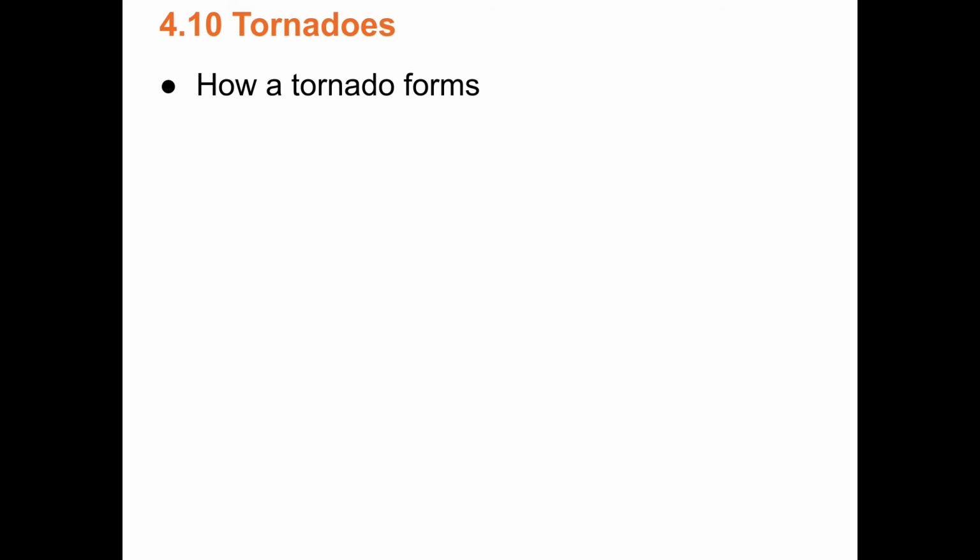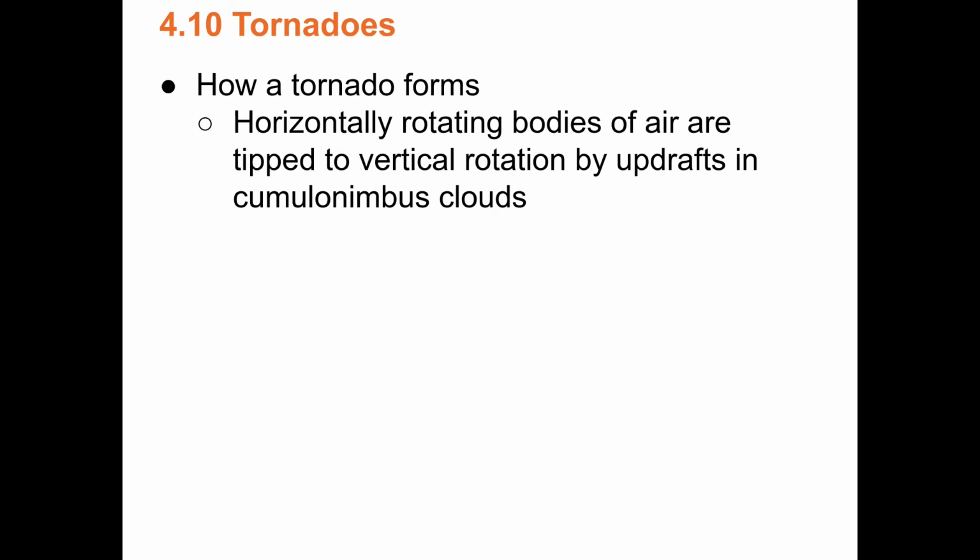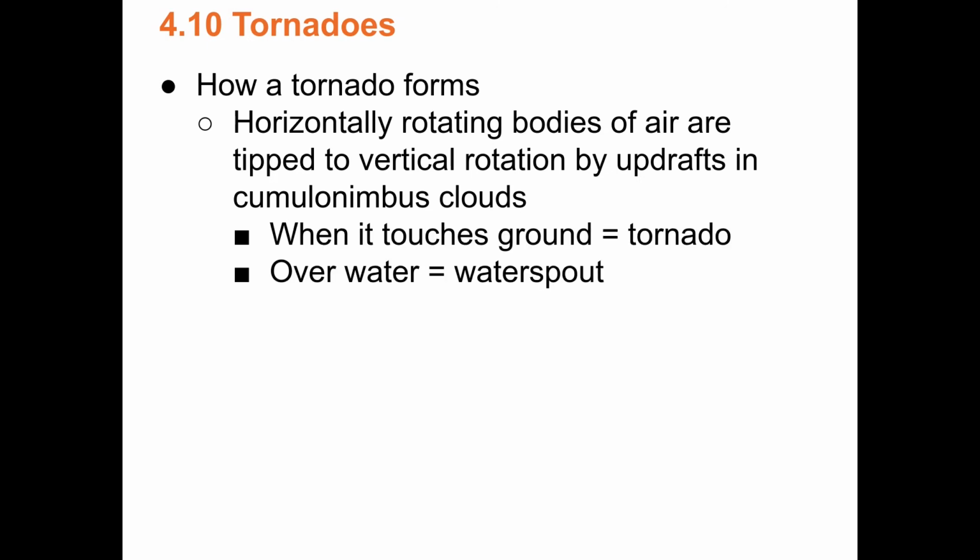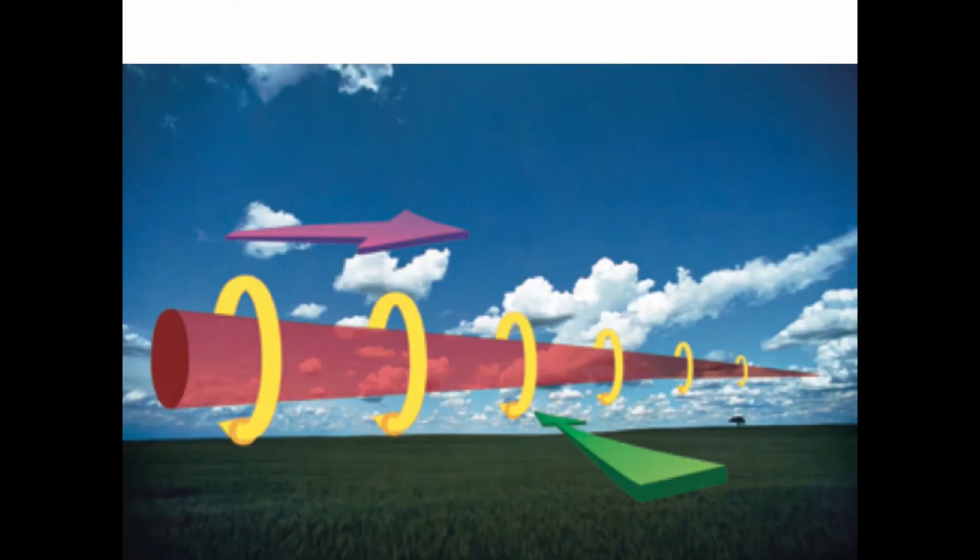Also associated with the latent heat of condensation are tornadoes. So to make a tornado, you need to have cumulonimbus clouds. You need to have horizontally rotating bodies of air that get lifted vertically by updrafts. If that rotation touches the ground, it's a tornado. If it's over water, it's a waterspout.